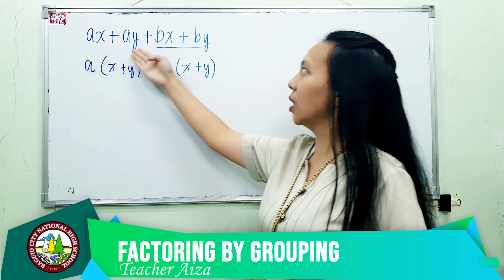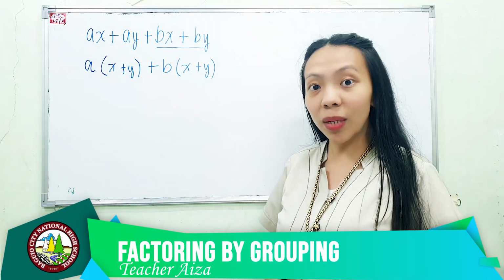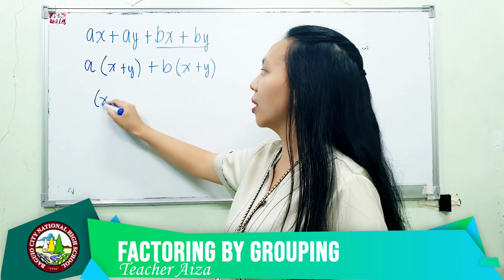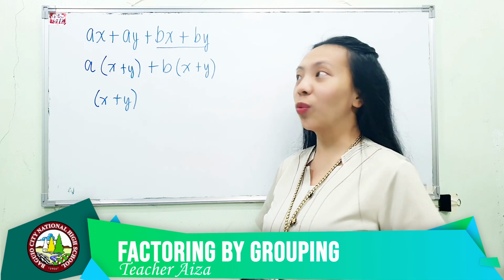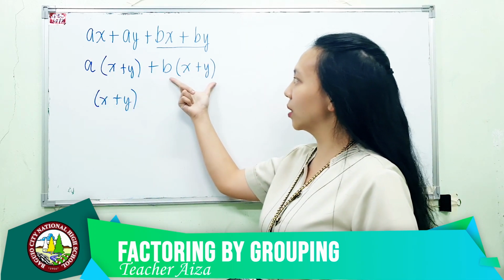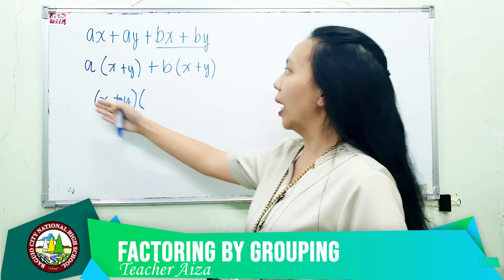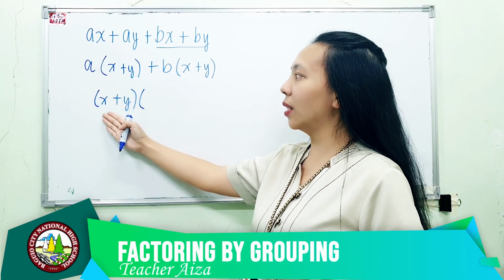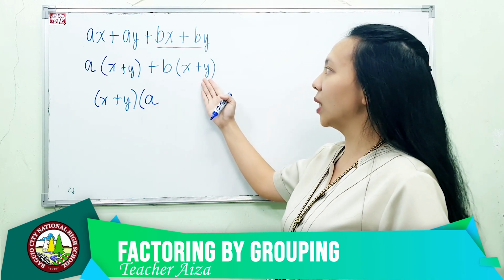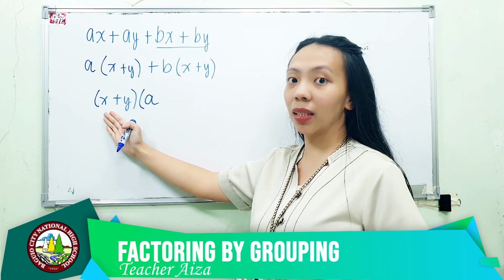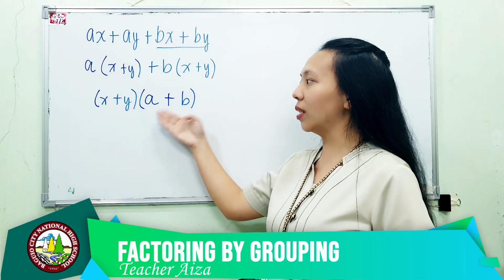From the four terms in the original polynomial, we now have two terms. In the binomial, the quantity x plus y is a common factor. To get the other factor, all we need to do is divide each of these terms by the common factor, the quantity x plus y. Let's do that. A times the quantity x plus y divided by the quantity x plus y equals a. B times the quantity x plus y divided by the quantity x plus y equals b. Thus, the other factor is the quantity a plus b.